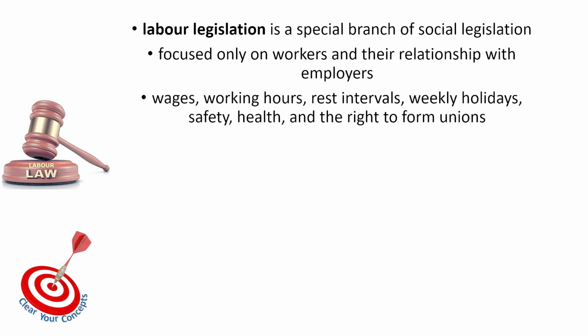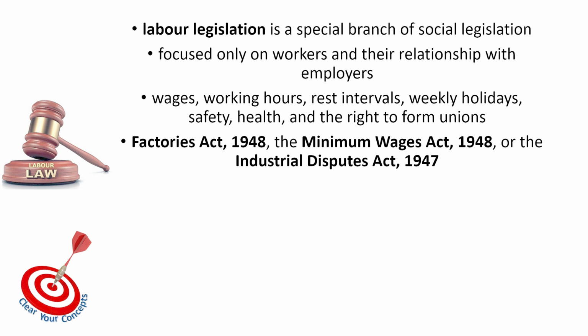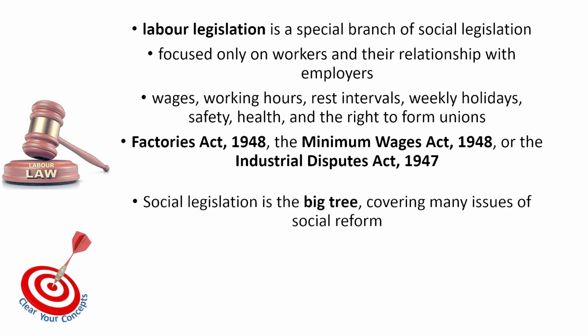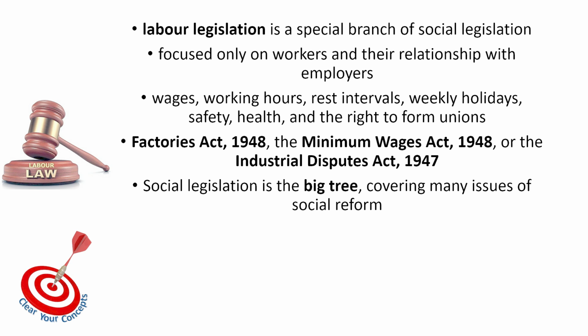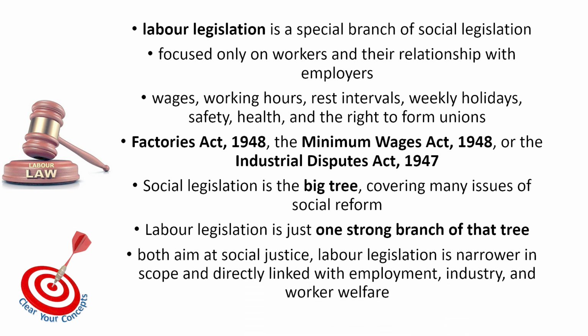Its main purpose is to solve labor-related problems like wages, working hours, rest intervals, weekly holidays, safety, health, and the right to form unions. For example, the Factories Act 1948, the Minimum Wages Act 1948, or the Industrial Disputes Act 1947. All these are labor legislation. So you can imagine it like this: social legislation is the big tree covering many issues of social reform, while labor legislation is just one strong branch of that tree, dealing only with the lives and welfare of workers. In short, while both aim at social justice, labor legislation is narrower in scope and directly linked with employment, industry, and worker welfare.